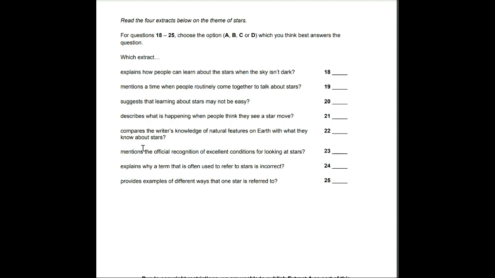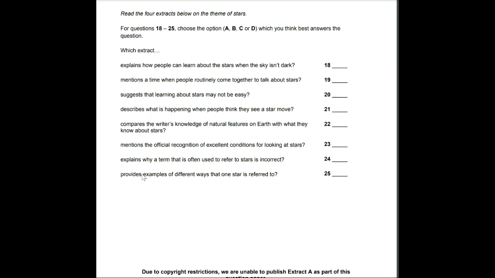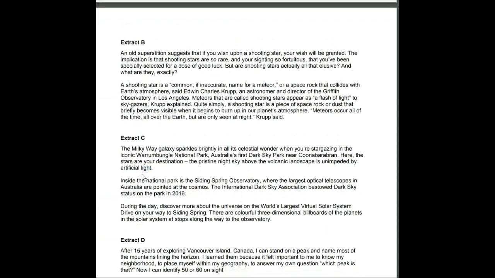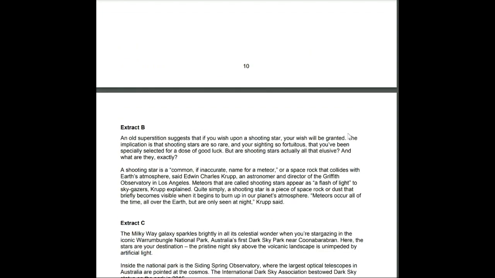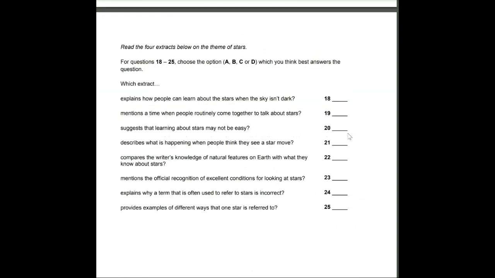Moving on to question 21. Describes what is happening when people think they see a star move. So although stars do move in space, not really slowly, but stars do move, they don't actually move as fast as we think they are. So describing what is happening when people think they see a star move, looking again at our extracts, we would link it to extract B, which talks about this shooting star flying across the sky when in reality it's just a space rock or meteor that burns up in the atmosphere and therefore has this fiery appearance to it. So the best answer for question 21 is in fact B.